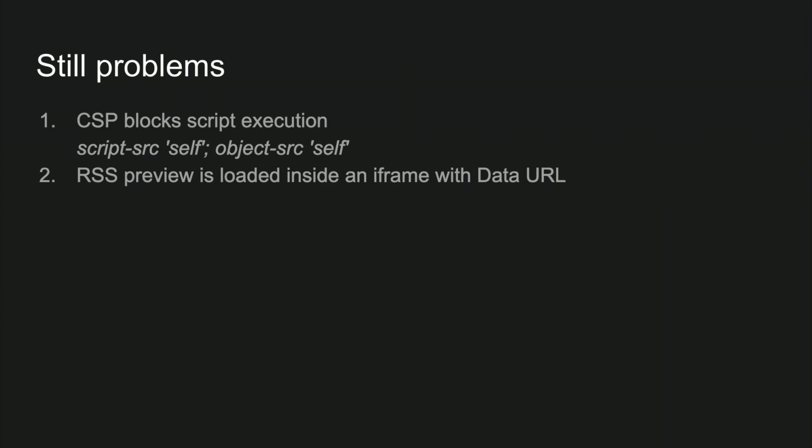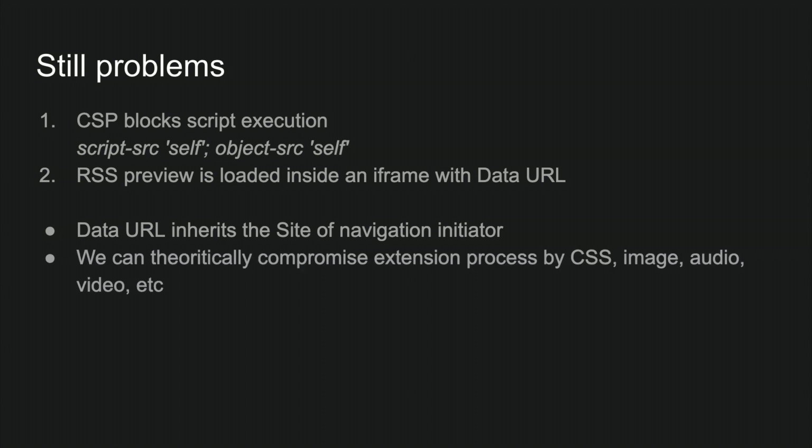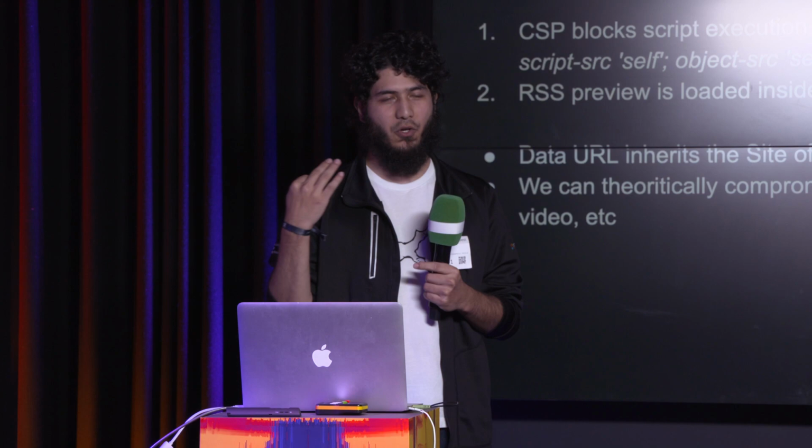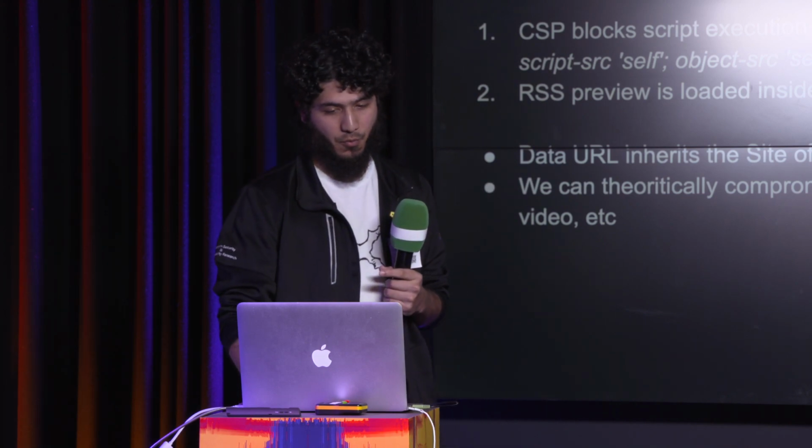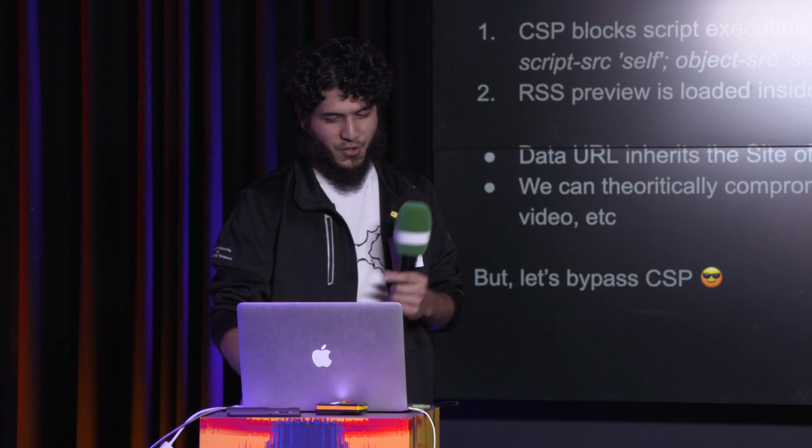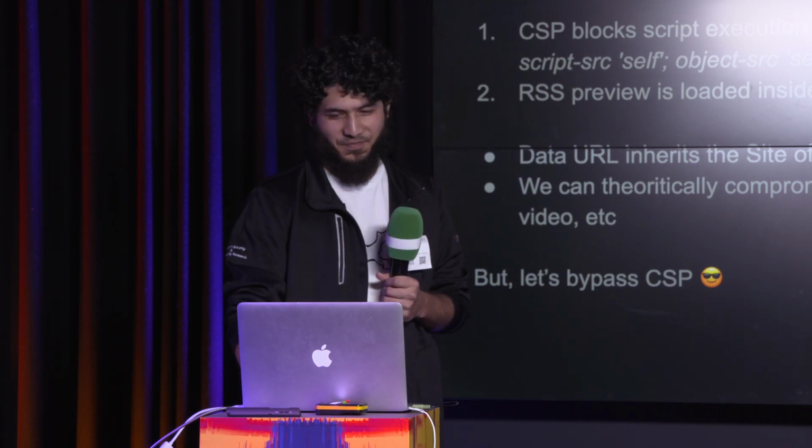So even after render compromise, even if you had script execution, you couldn't call the extension API directly because it's not same origin. But a data URL inherits the same process. So after compromise, you can actually own the extension process. And in theory, only script is restricted. So you can use CSS, a render bug, or image, video, audio, other bugs to compromise the render process. But we should try bypassing CSP, right?